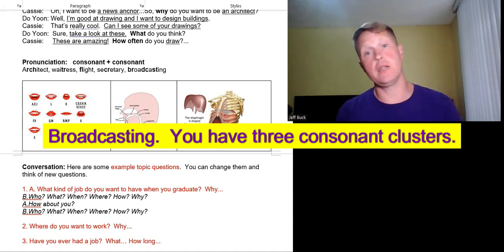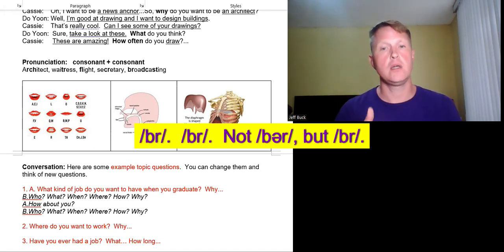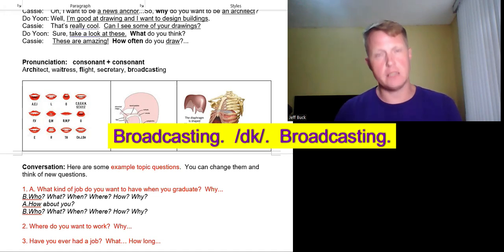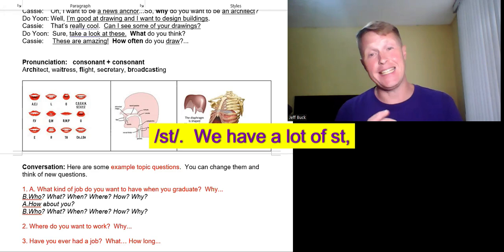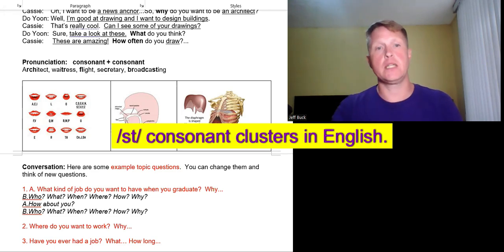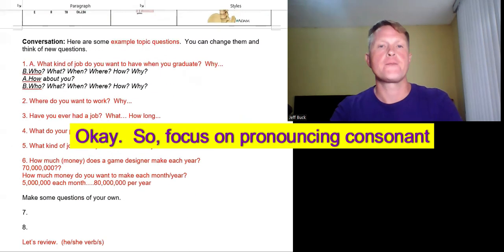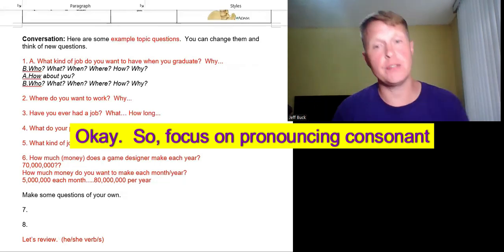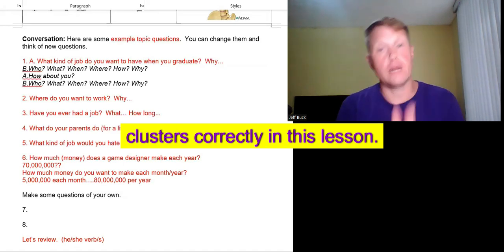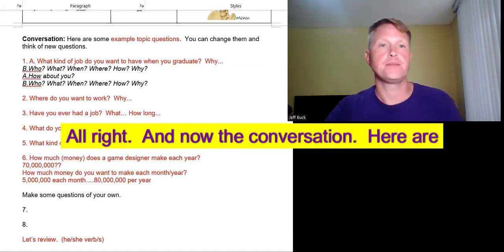Broadcasting, you have 3 consonant clusters. Br, not burra, but br. Broadcasting. Dik, broadcasting. St, we have a lot of st, consonant clusters in English. Okay, so focus on pronouncing consonant clusters correctly in this lesson.